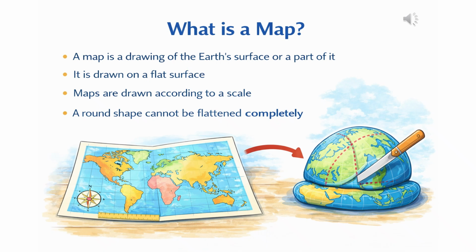A map is a drawing of the Earth's surface or a part of it. Unlike a globe, a map is drawn on a flat surface like paper. Maps are drawn according to a scale. Because the Earth is round, it cannot be flattened completely. So maps help us represent it on paper.